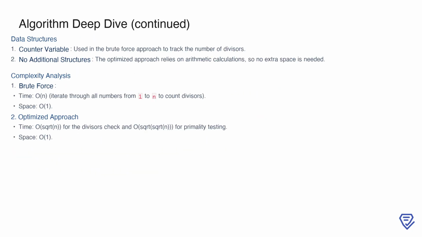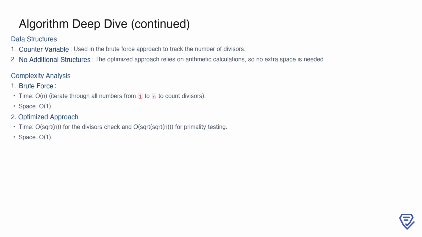When analyzing the data structures and computational requirements for each approach, we find that the brute force method uses a simple counter variable to track the number of divisors. Since no additional data structures are needed, it has a space complexity of O(1). However, its time complexity is O(n), as it involves iterating through all numbers from 1 to n. The optimized approach, on the other hand, relies on arithmetic calculations and avoids the need for a full divisor count. It has a time complexity of O(sqrt(n)) for the perfect square check and O(sqrt(n)) for the primality test, making it significantly faster for large values of n.